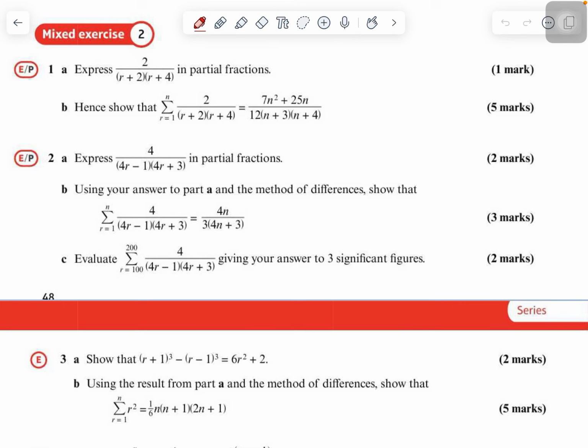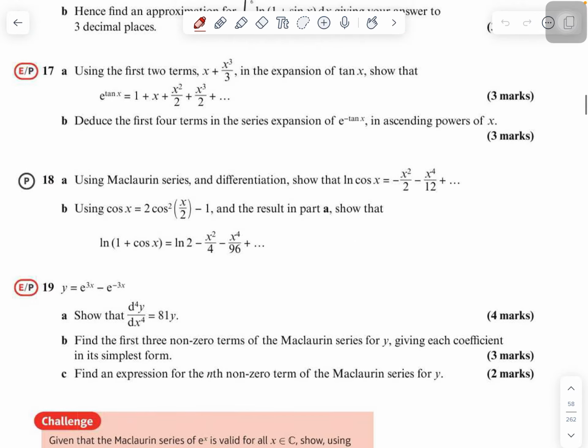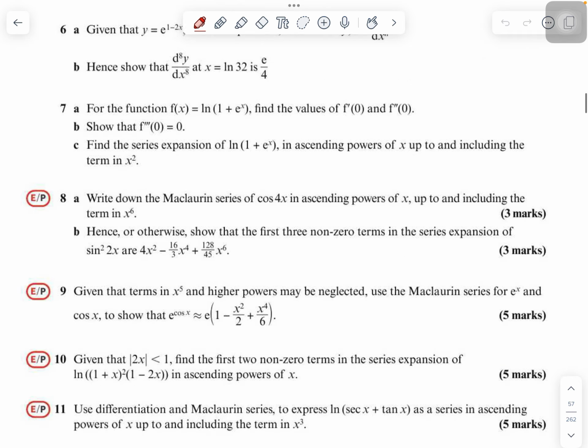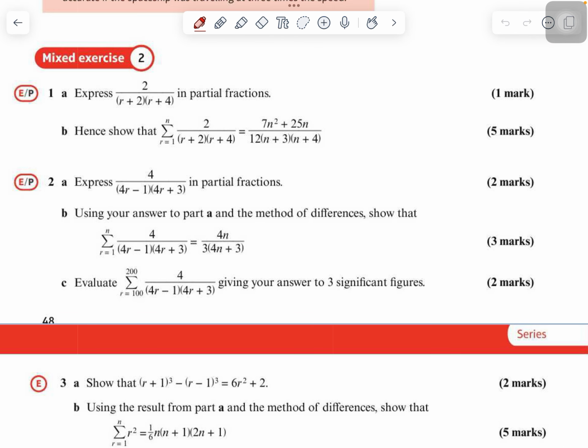So today, for the Core Math chapter 2 series, mixed exercise. There are a lot of questions, so I may skip some of them, but I'll focus on the red questions. Number 1: express in partial fractions.